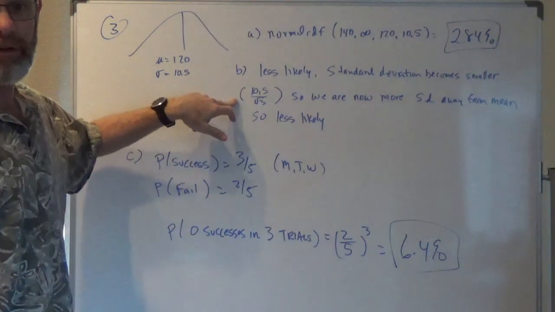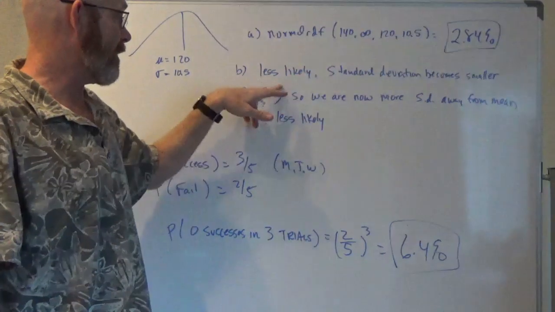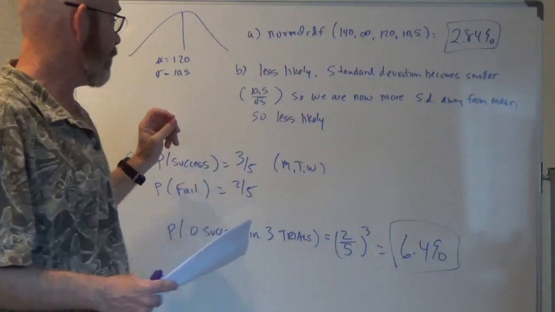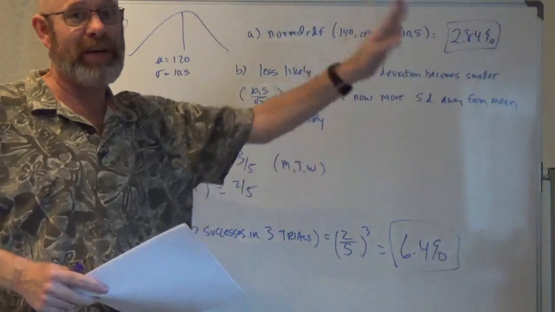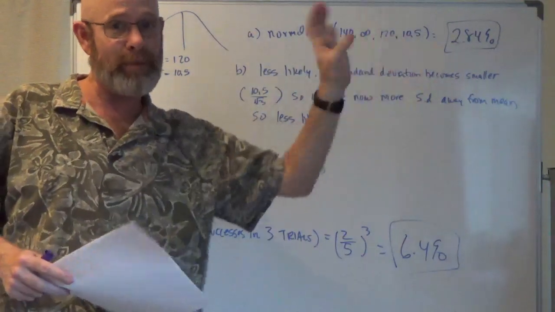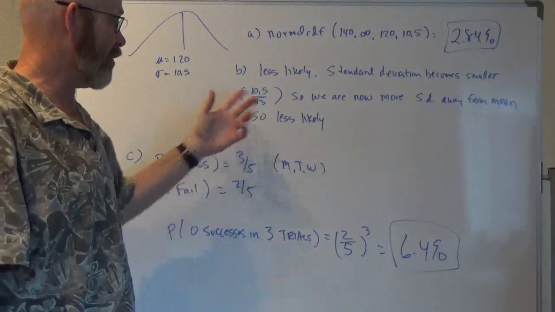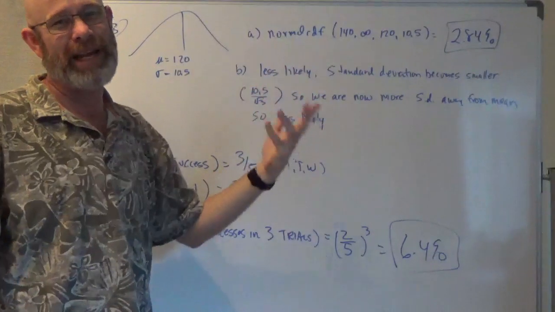It just changes the standard deviation. It's now 10.5 divided by root 3. But that standard deviation is going to be smaller, which means we're going to be more standard deviations away from the mean, so there's less probability out to the right. So it's less likely for them to lose funding. And you could just do the math again. I didn't do it to find the actual percentage, but they want a better explanation rather than just math.